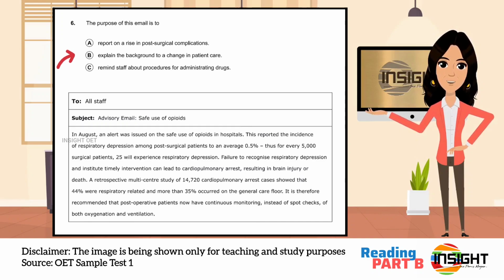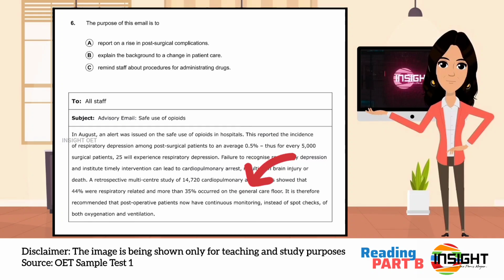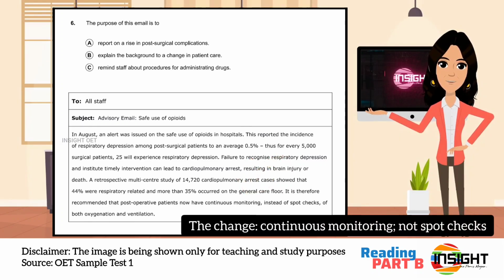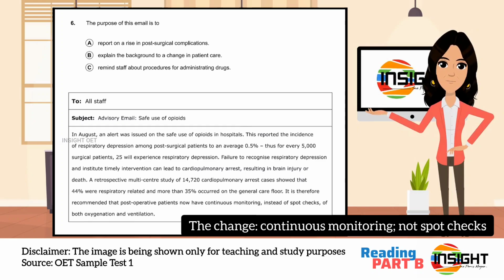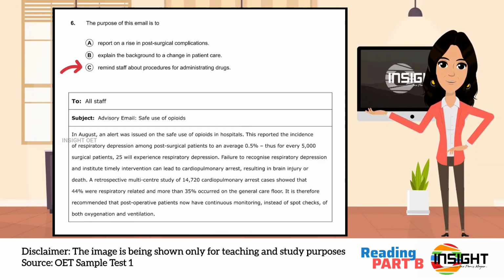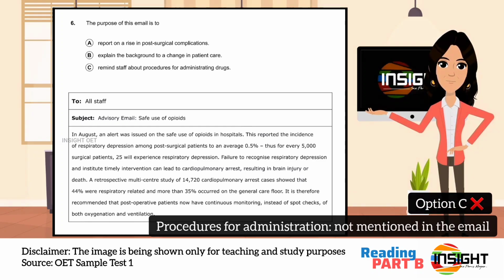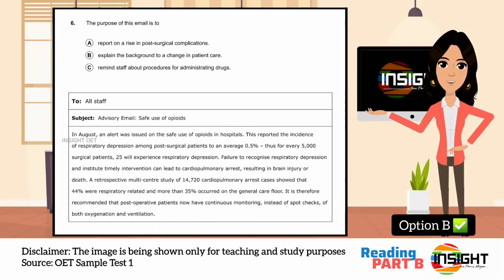Option B says the purpose is to explain the background to a change in patient care. This is matching, as we could see the change at the end of the email, that is, spot checks to continuous monitoring. And the background, or reason behind the change, is the result of the study. Finally, option C is to remind staff about procedures for administering drugs. But procedures for administration are not mentioned anywhere in the text. So the correct answer is option B.